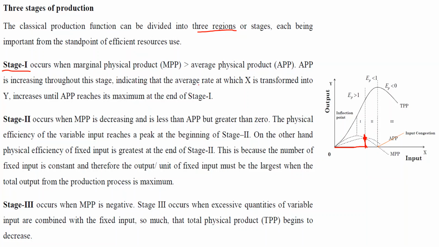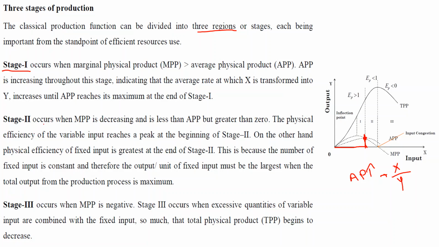Now increasing AP, that is, increase in average product, indicates that the average rate at which X is transformed into Y increases until it reaches maximum at the end of the stage. What it means is that AP is increasing, that is nothing but the transformation rate of X is increasing, because the formula for average product is Y by X. So here it is increasing throughout; the transformation rate is increasing.